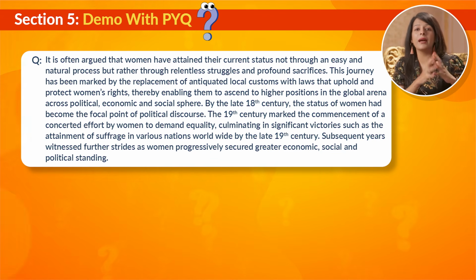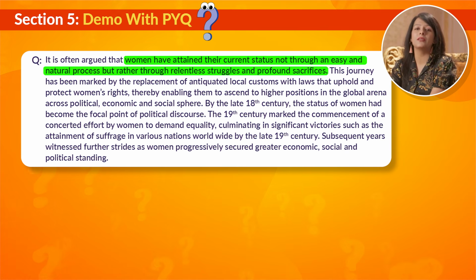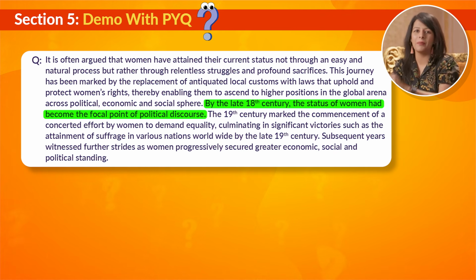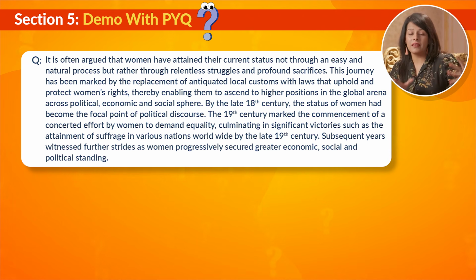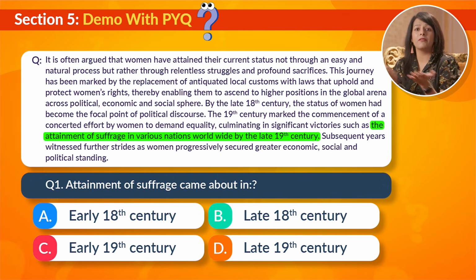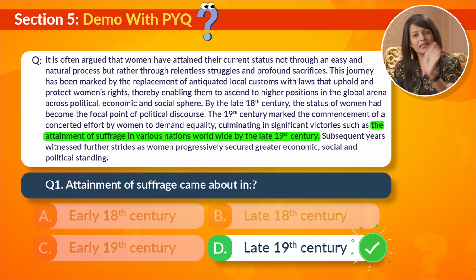Next, we skim the passage. The introduction says women didn't gain rights easily. It took struggles and sacrifices. Later, it mentions that by the late 18th century, women's status became a political issue. In the 19th century, women demanded equality, leading to suffrage victories by the late 19th century. Now, we scan for answers and mark them. We find the phrase attainment of suffrage by the late 19th century. That answers the first question. So, the correct answer is the late 19th century.